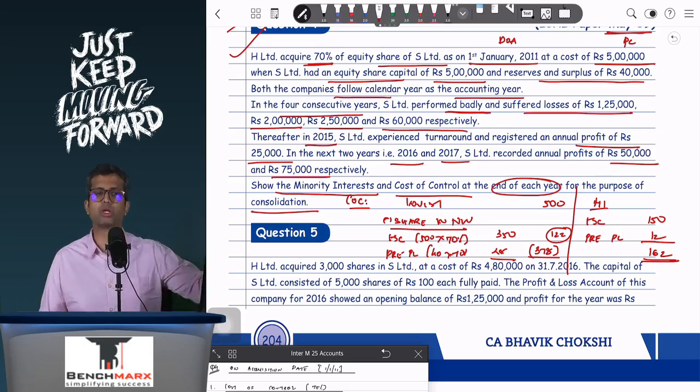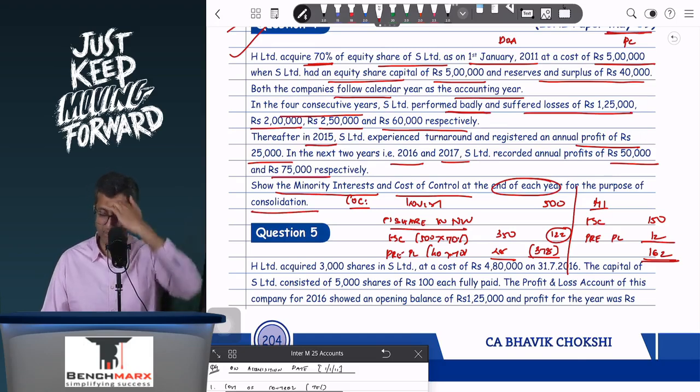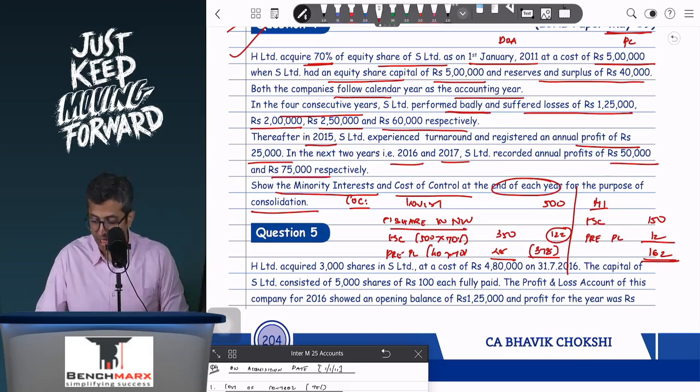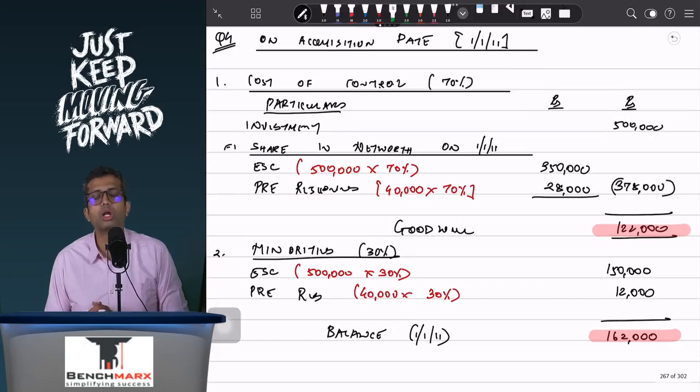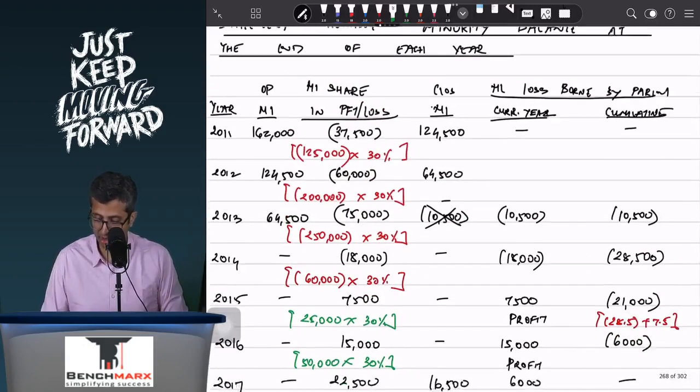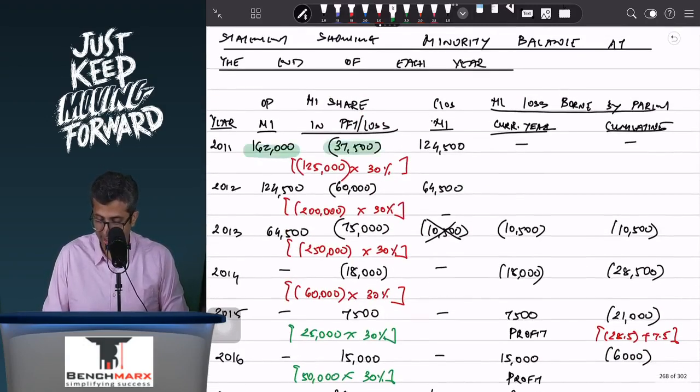Can I say 1,22,000, which is your cost of control, remains the same. However, minorities interest will keep on changing. Well, so will your consolidated reserves, but consolidated reserves have not been asked over here. So if I go to see, in the first year, I've suffered a loss of 1,25,000 into, can I say 30%, that is 37,500 is attributable to the minorities. 1,62,000 was the opening, minus 37,500. Can I say this will be 124,500? So this is 162 minus 37,500 is 124,500.